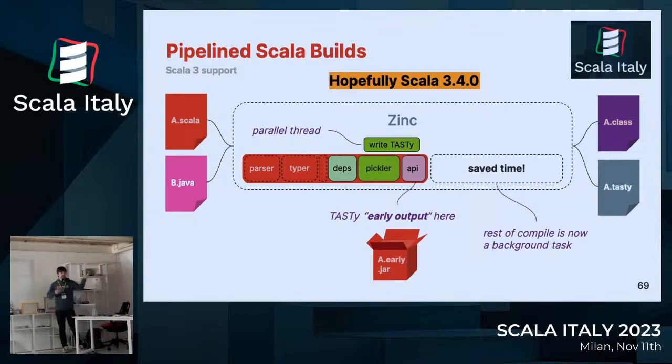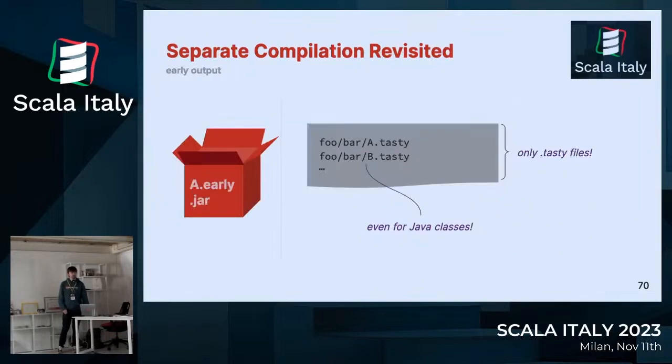So with the changes to add the pipelining, what we did was we just swapped the pickler and the API phase. So that means that this tasty is happening in parallel with doing that API phase. And as soon as we finish that, then we send the tasty to Zinc, and then we can continue the downstream modules. And that does save a lot of time, as you just saw, so that's what we care about.